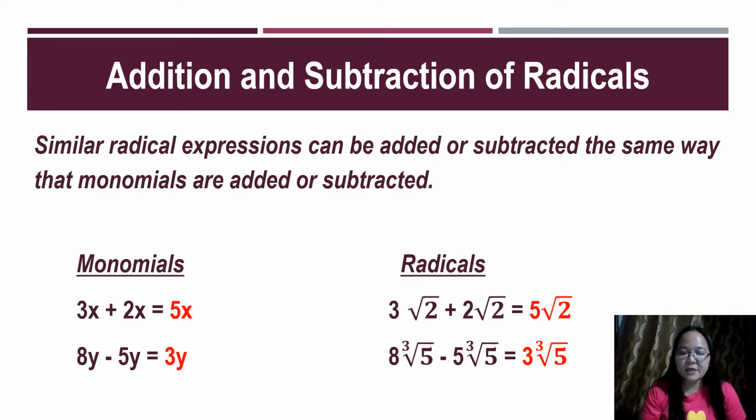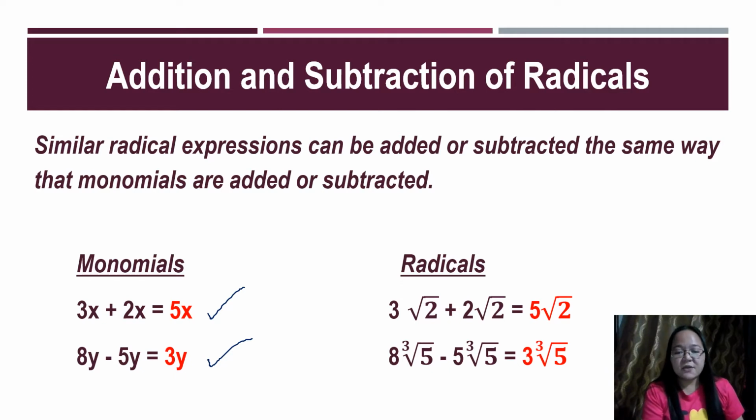Similar radical expressions can be added or subtracted the same way that monomials are added or subtracted. So remember that in adding monomials, say for example, we have 3x plus 2x. The sum is 5x. 8y minus 5y, the difference is 3y. So how we add or subtract monomials is the same way that we add or subtract similar radical expressions.